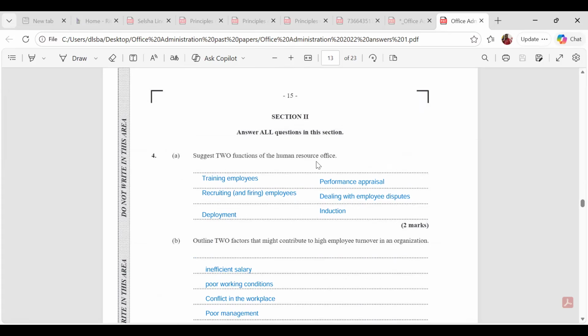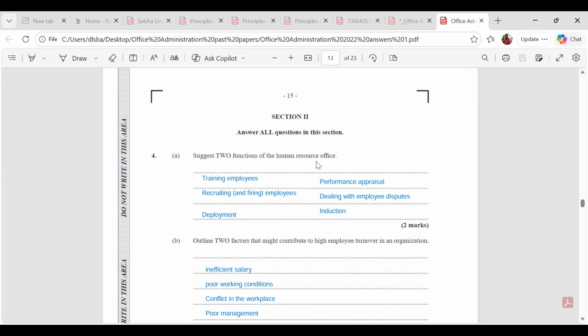Like training them, hiring, firing, dealing with any employee disputes, appraising their performance, deployment, orientation or induction, anything like that, right? Then it asks for two factors that might contribute to a high employee turnover in an organization.